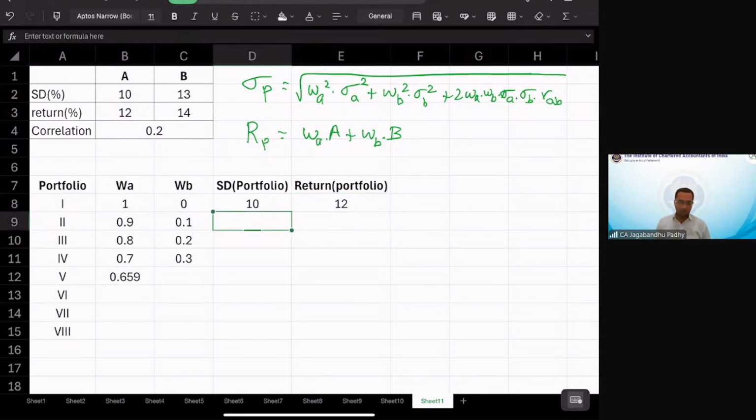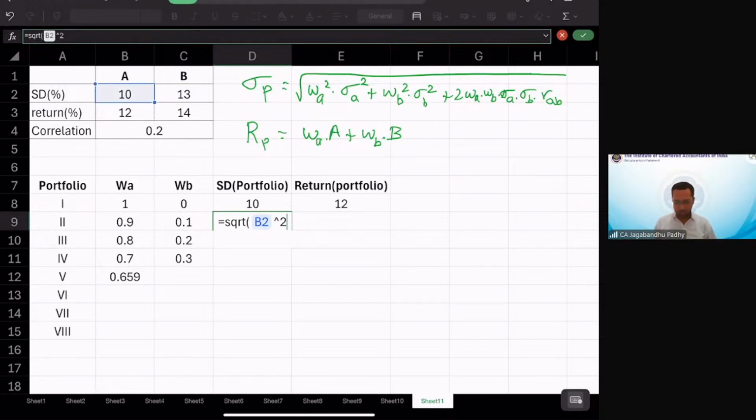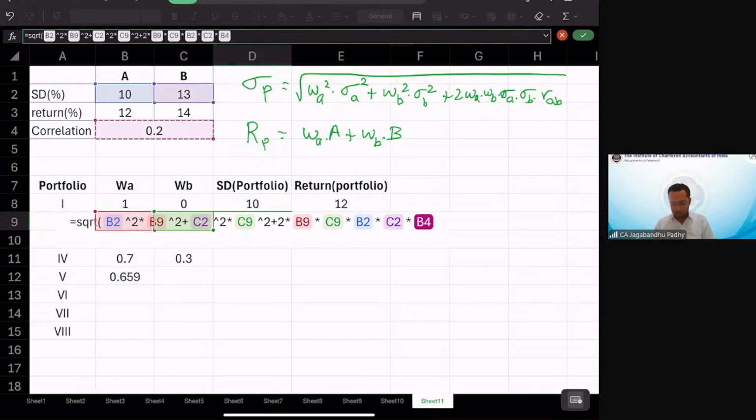Now, when you're adding B to the other security, then we need to apply this formula. So it will be the square root of standard deviation of A squared into weight of A squared, plus standard deviation of B squared into weight of B squared, plus 2 into weight of A into weight of B into standard deviation of A into standard deviation of B into correlation between A and B.